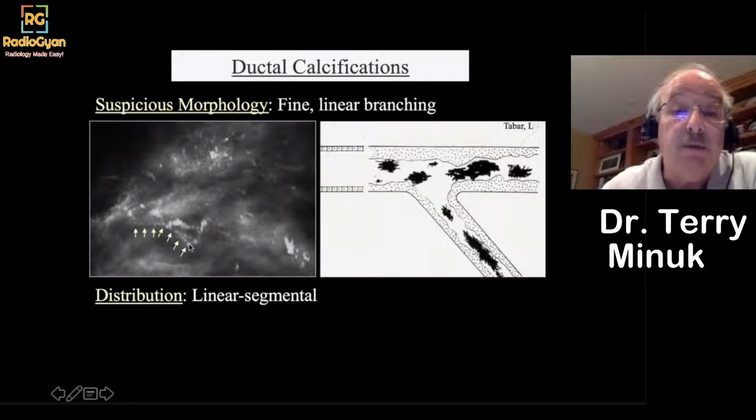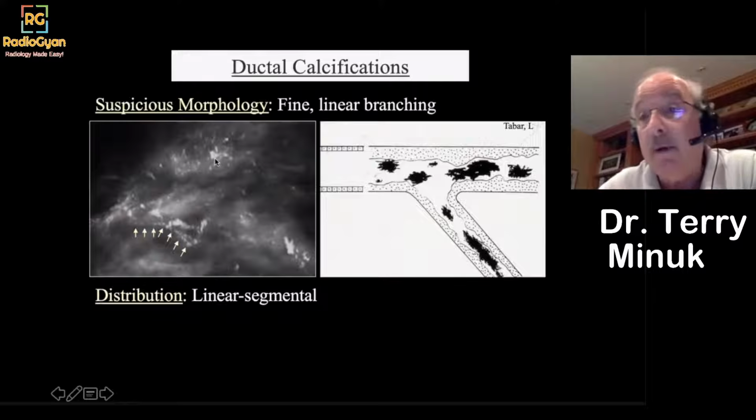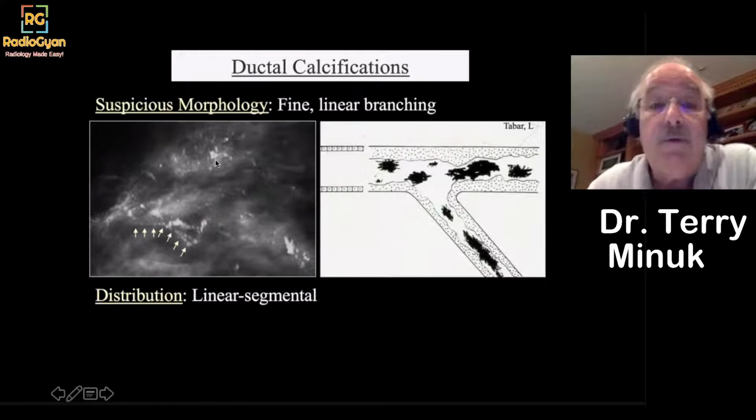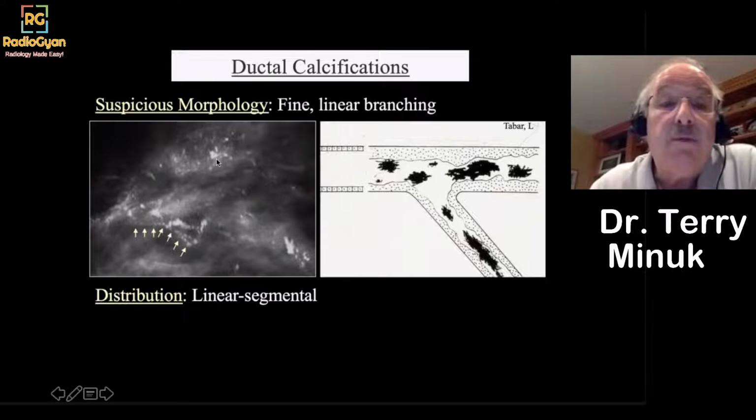The calcifications themselves are totally benign. They're necrotic debris. If you leave them long enough, you'll get more and more necrosis and the calcifications will get big and chunky. So if you want to wait a long time for your DCIS because you think it's benign, the calcifications may get bigger and chunkier. They may not always tell you that they're malignant.